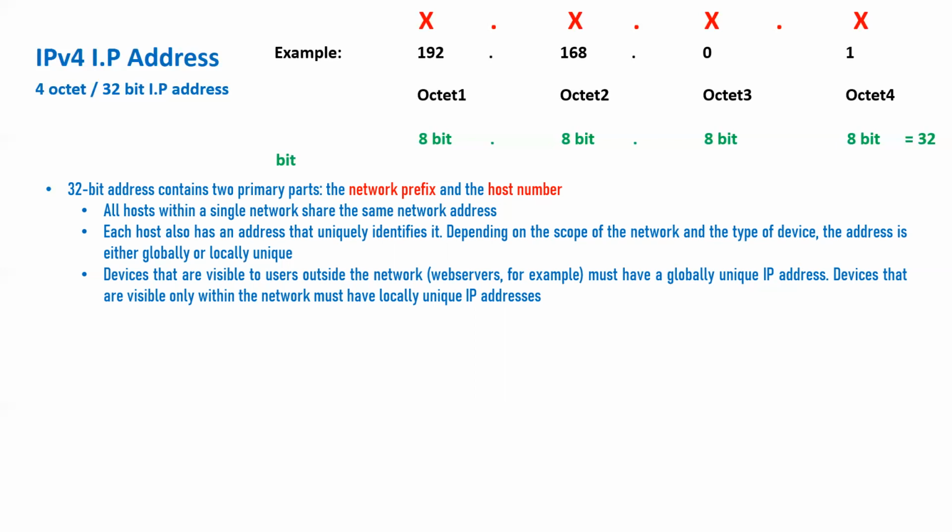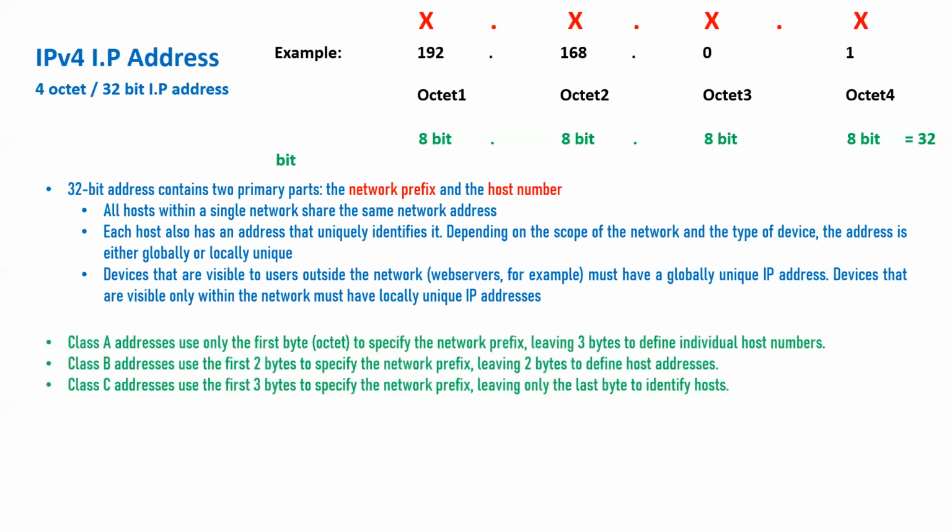And if it is your internal network, where maybe 20,000 or 50,000 machines are running, then every machine needs to be identified uniquely internally as well, right? So that is a private unique address for you. Devices that are visible to users outside the network, for example a web server, must have a globally unique IP address. This is the same as what I said: if you are exposing your machine to the outer world, then your machine needs to be identified uniquely. For that, you need a globally unique IP address. And devices that are visible only within the network must have a locally unique IP address.